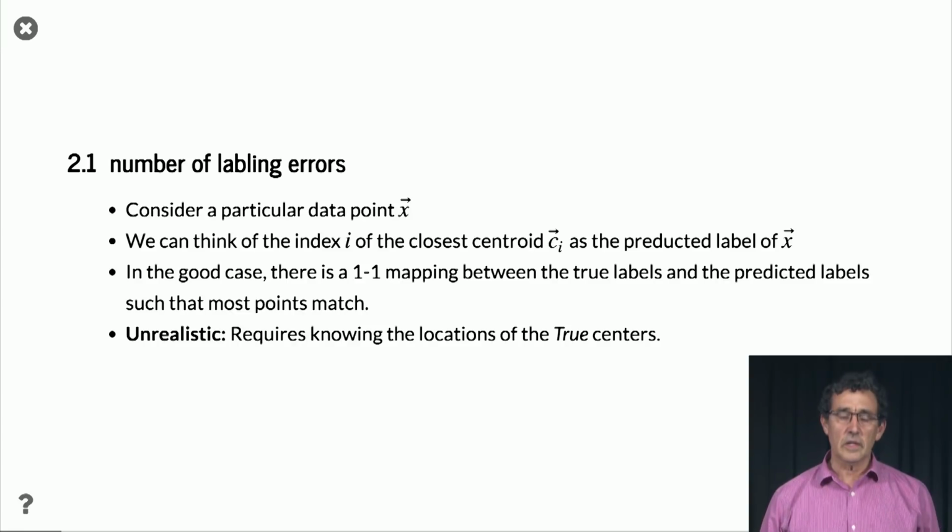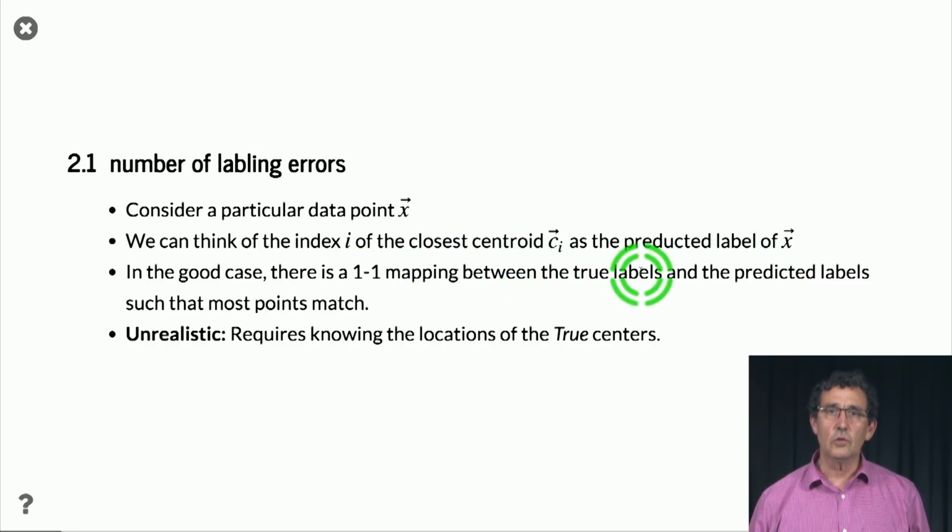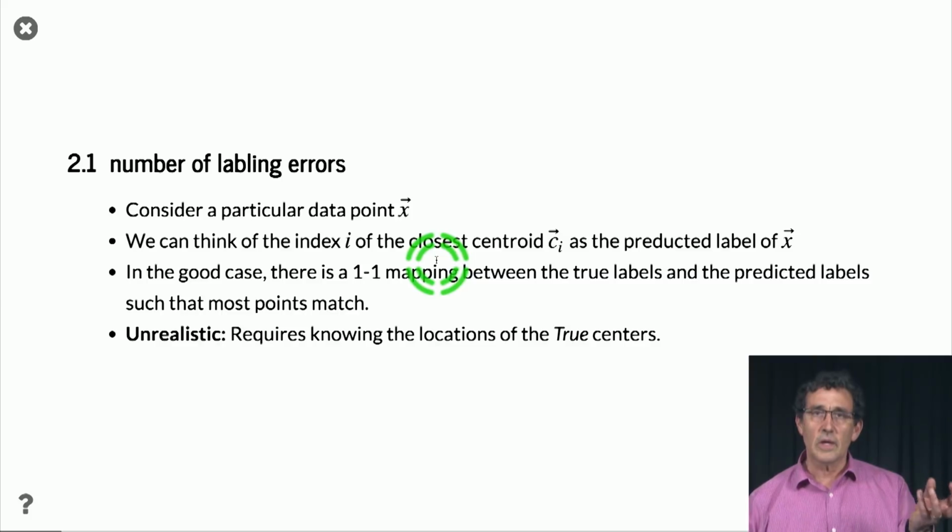So let's start with the number of labeling errors. We have a particular point x, and we can think of the index of the closest centroid to x as the label of x. Okay, so label 1 is if I'm closest to centroid 1. In this case, there is a one-to-one mapping between the true labels and the predicted labels such that most points match, right? Suppose that we have the centroids right on the centers, where the data was generated, so we have an exact matching. So this is counting how many mismatches we have. That's basically counting the number of labeling errors, right?